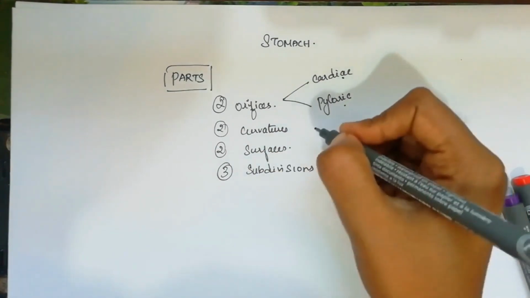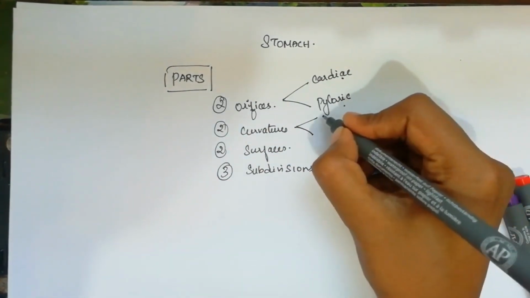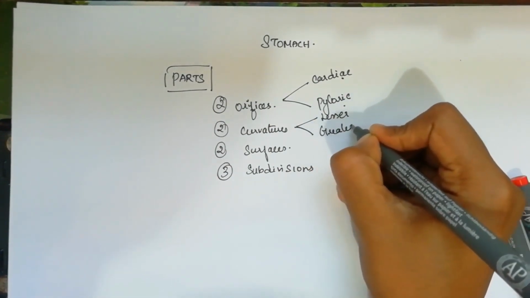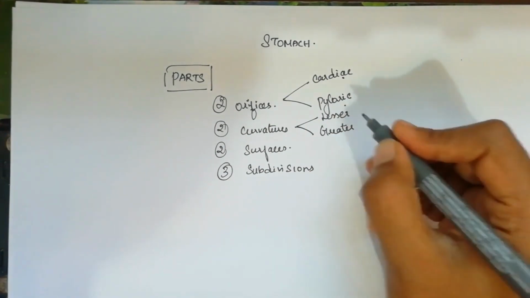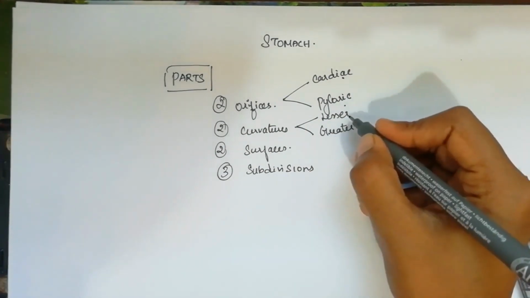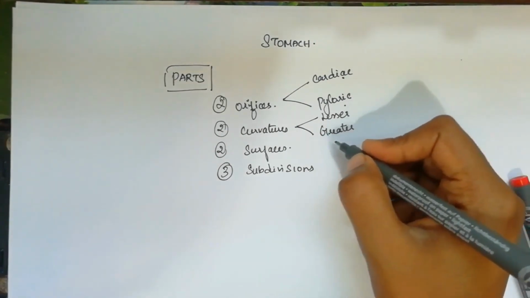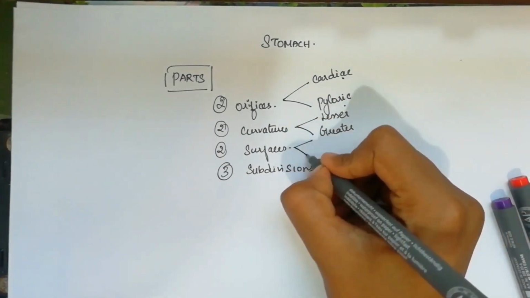And then we have got curvatures. Talking about curvature, we have again two in number: one is the lesser curvature and the other is the greater curvature. The lesser curvature is facing towards the right side, and the greater curvature is present on the left side.